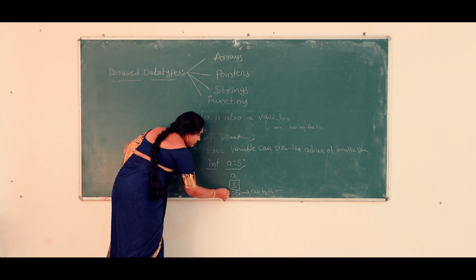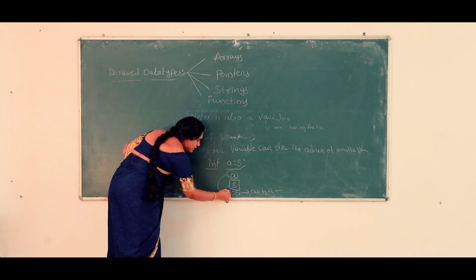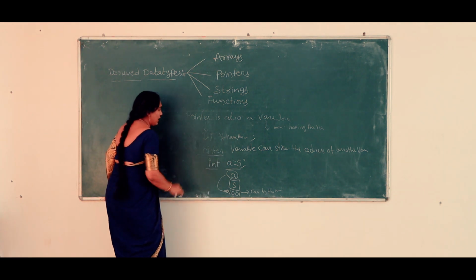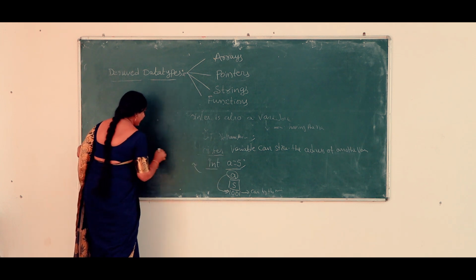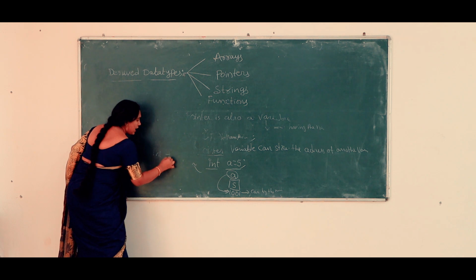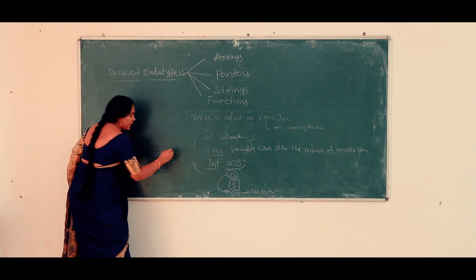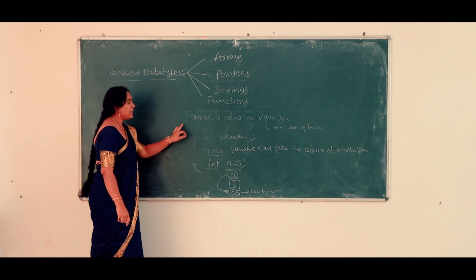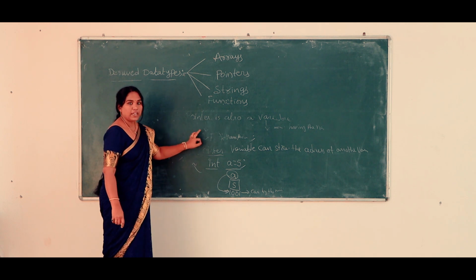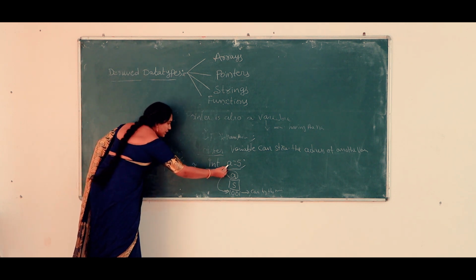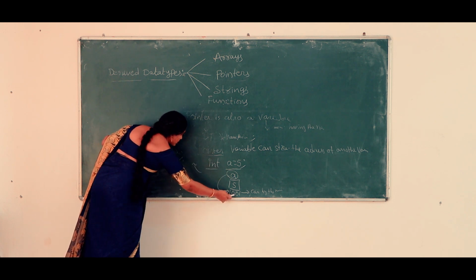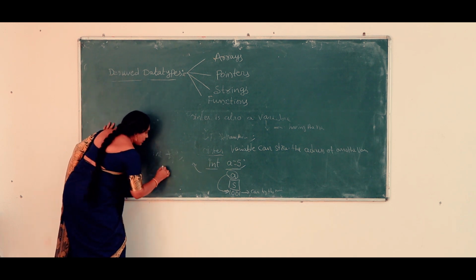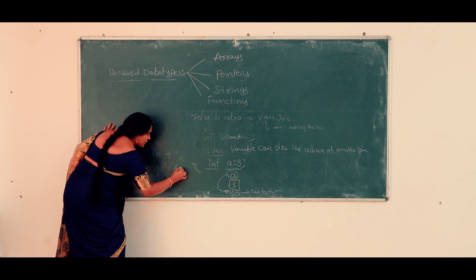The address of the normal variable A is 1001. This address can be stored in a pointer variable. For example, the pointer variable is int asterisk p. This is the pointer variable, suppose. In this pointer variable, it can store the address of another variable. What is the other variable here? A. What is the A address? 1001. This address can be stored in the pointer variable P. Means the P value is the address of A.